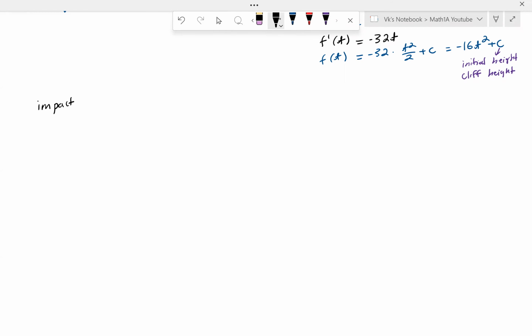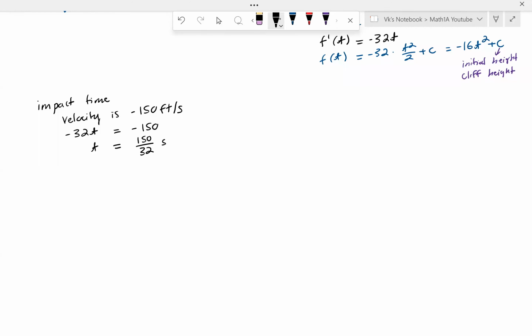Impact time. Well, that is when the velocity is negative 150 feet per second. We know velocity is negative 32 t, equal to negative 150. So t is 150 over 32 seconds.